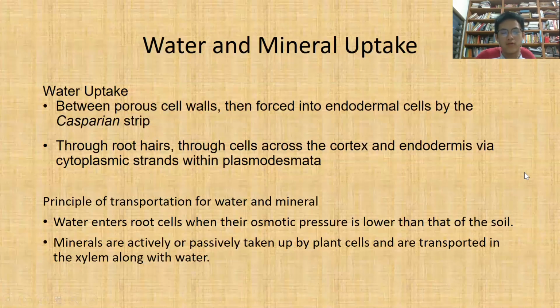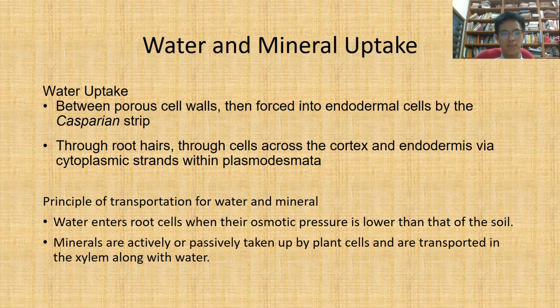Water uptake of the plant is broadly divided into two main parts. The first is taking water between the porous cell wall and then forcing it into the endodermal cell by the Casparian strip. If you have ever learned about plant cells before, you might remember that the way of transportation of water consists of three main parts: the transpirational pull, capillary action, and root pressure.